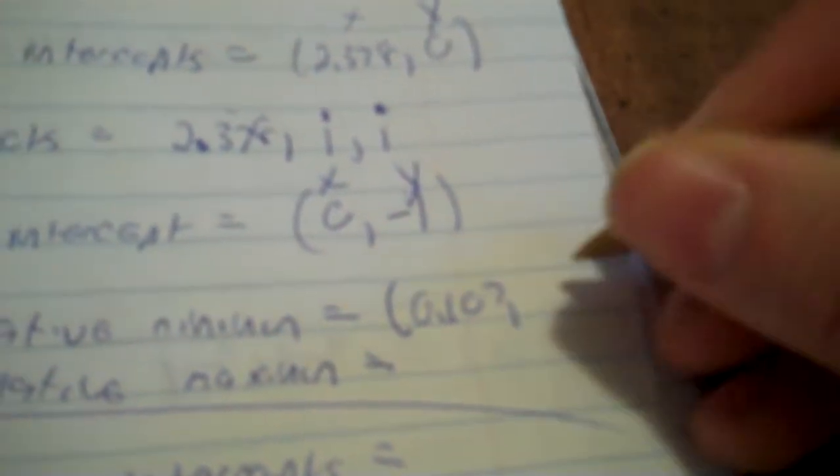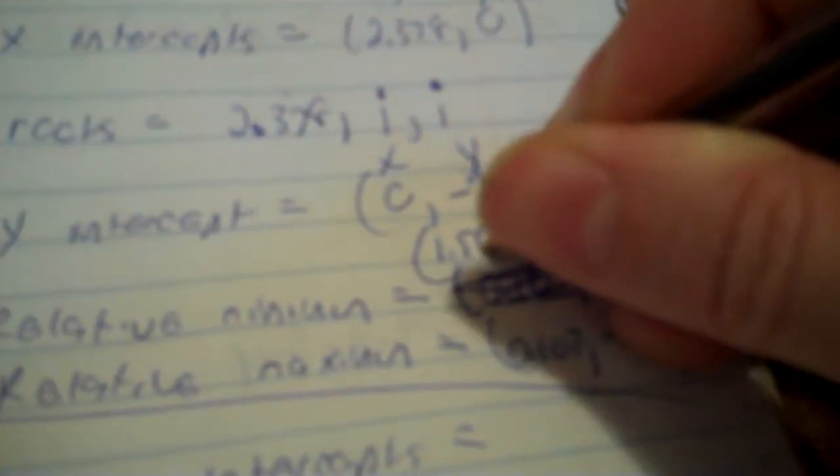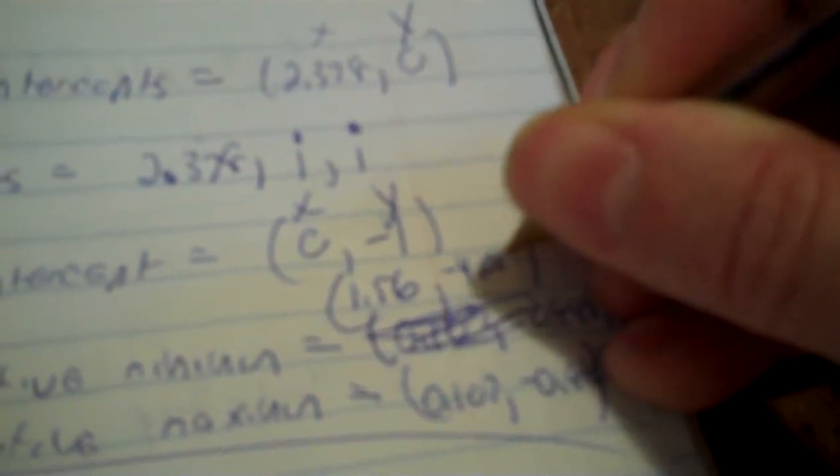0.107, comma, -0.948. Oh, sorry, that's the maximum, my bad, okay? Maximum. 0.107, -0.948, okay? Now let's get back to the minimum. Okay, right there's a minimum point, and it's 1.56 for x and -4.015. Okay, that's what you do.